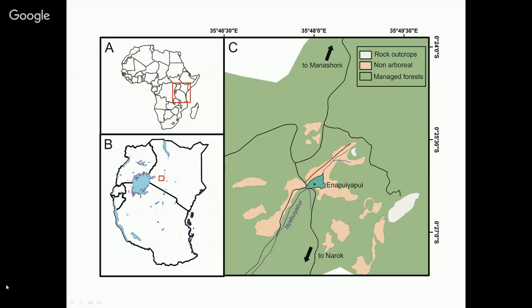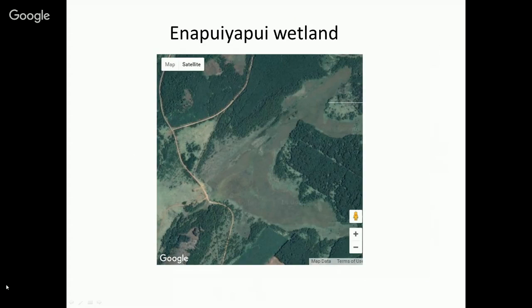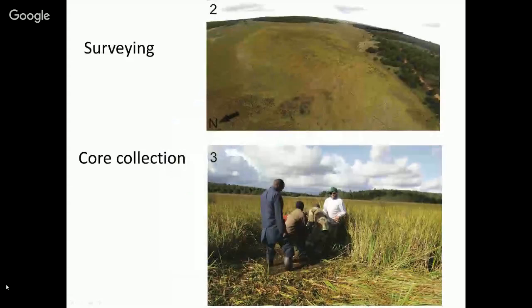So the site is in western Kenya in the eastern Mau forest, and it's just a small wetland in an industrial forest. This is a Google Earth view of it. This is the swamp area in here, and then there's a small drainage this way. It's surrounded by planted tree stands that are managed by the Kenya Forest Service.